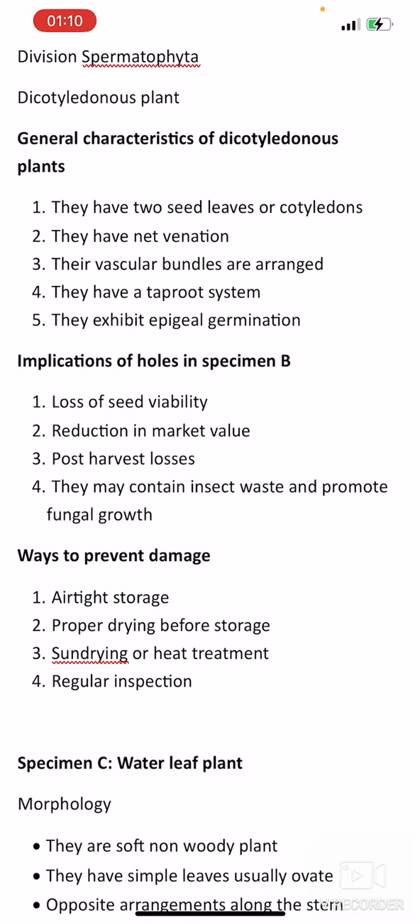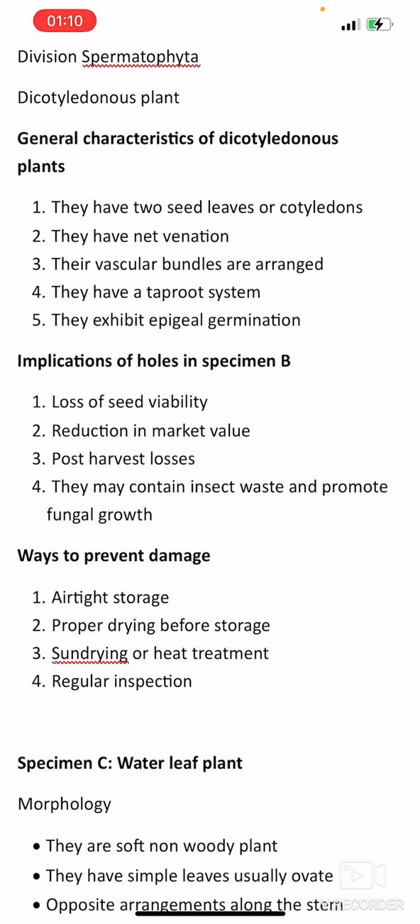Now let's look at the implications of the holes in Specimen B. What are the implications of those holes in Specimen B? The first implication is that it causes loss of seed viability. The seeds are no longer viable, there is reduction in market value, post-harvest losses, and they may contain insect waste and promote fungal growth.